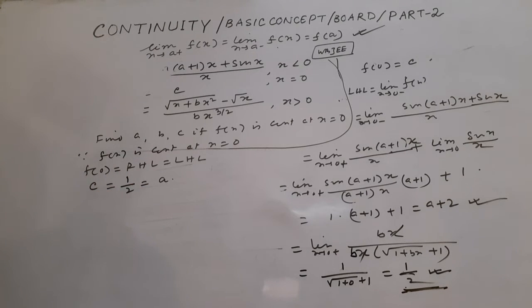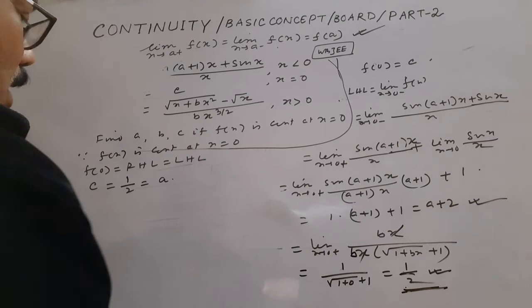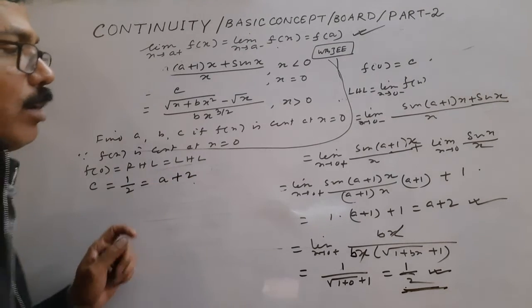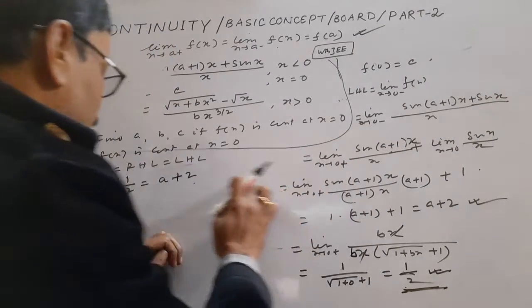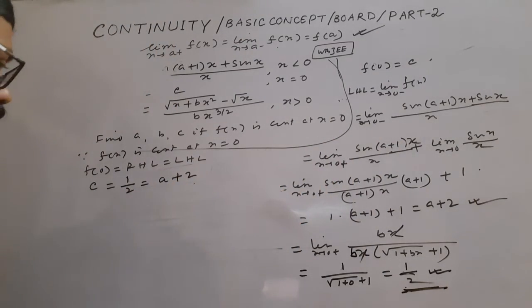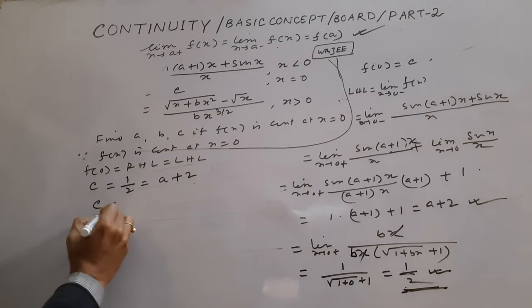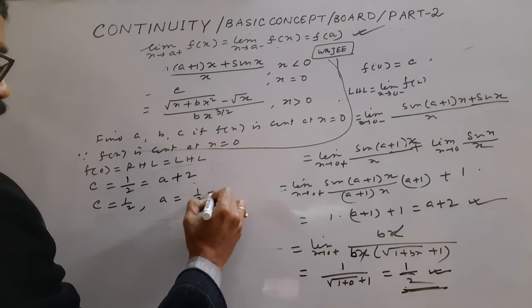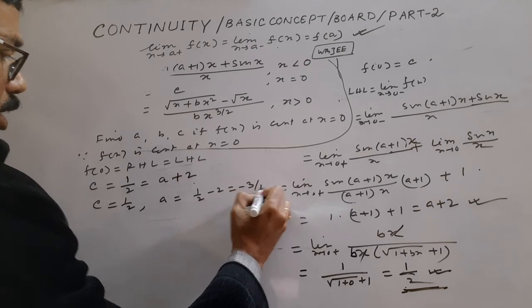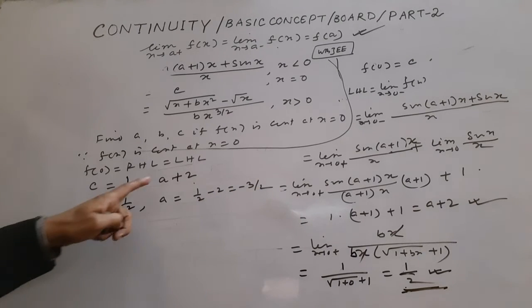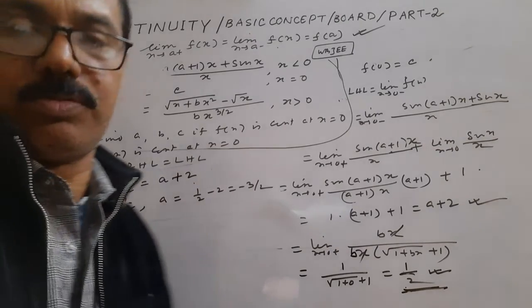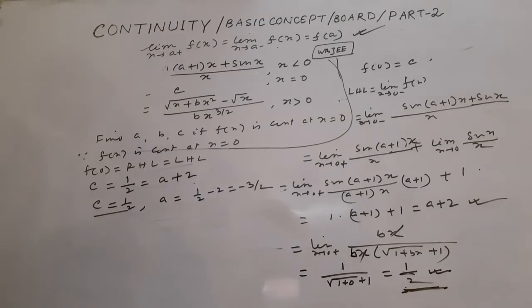And what is the left hand limit? Left hand limit is a plus 2. So you calculate it again. So right hand limit will be half. So you are getting c equals half. So what is a? Half minus 2, so this is minus 3 by 2. A equals minus 3 by 2, c equals half.